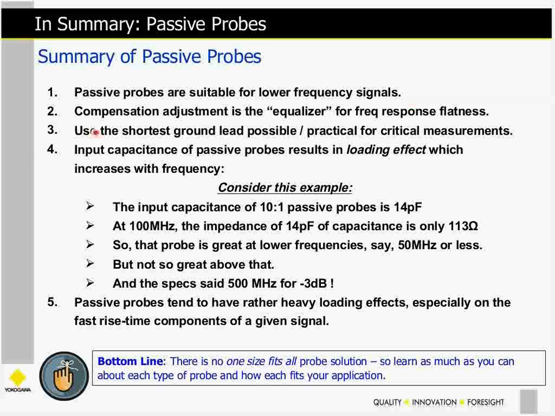Okay. The compensation adjustment is basically the equalizer for flat frequency response. And so that's important too. It keeps the shape of your waveform. You saw how distorted a square wave could become with a misadjusted compensation capacitor. Use the shortest ground lead possible. I hope that's still fresh on your mind.